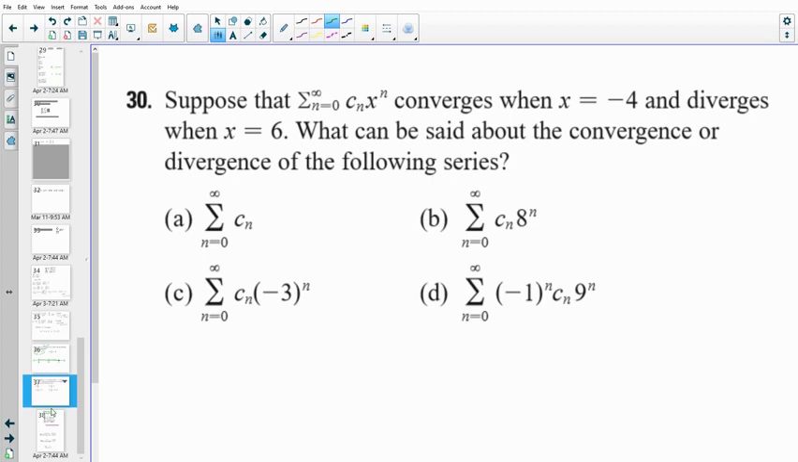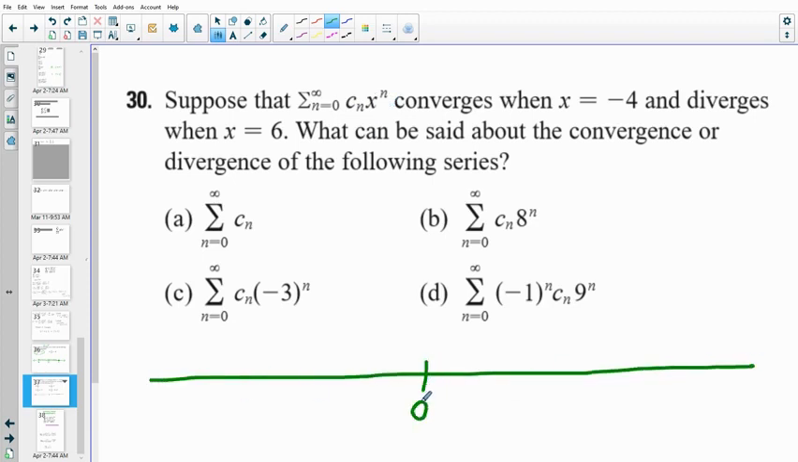What I would do for something like this is to say, same format, something times x to the n power. So my center is at 0. And I'm told that this series does converge at x equals -4, which means it must converge for every other number within 4 of 0. So I know it's going to converge all the way out to 4, possibly at 4, possibly not at 4. I'm not sure about that. But then we're also told that it diverges at x equals 6.